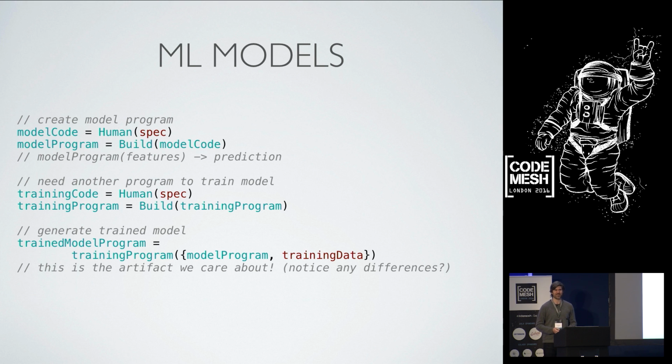Does anyone notice any differences from the previous step? You did not have this training data artifact in the previous, traditional software process model.